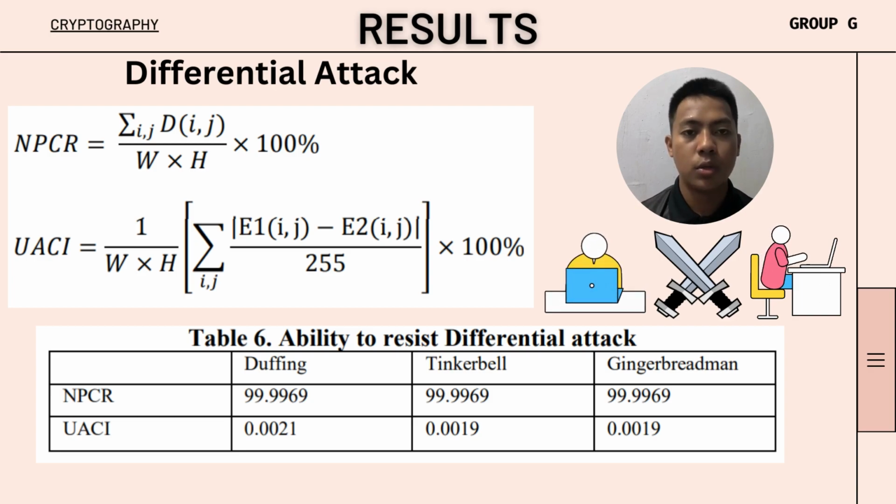W and H are the width and height of the image, and the grayscale values of the pixel at grid ij of E1 and E2 are labeled E1(i,j) and E2(i,j) respectively. The results are obtained by simulation for all four maps and are shown in table 6.